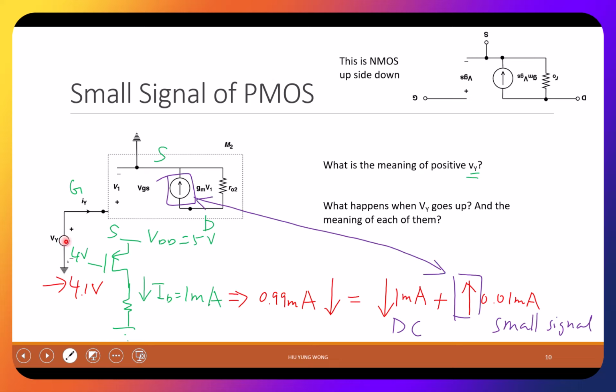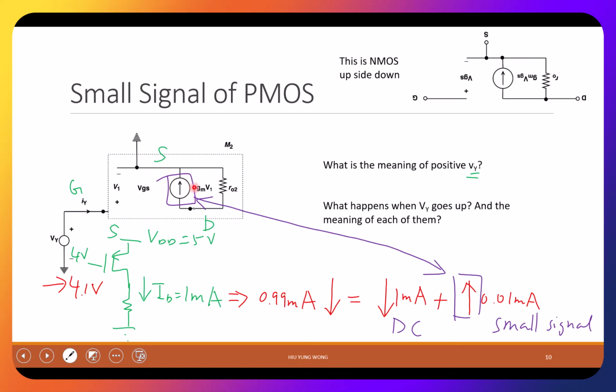When I increase Vy, then the difference, remember this is grounded, because maybe some of you will get confused also. Maybe it's good to talk about now. Isn't that I say it is VDD, why I ground it, do you know? It's AC ground. Because this is a small signal.